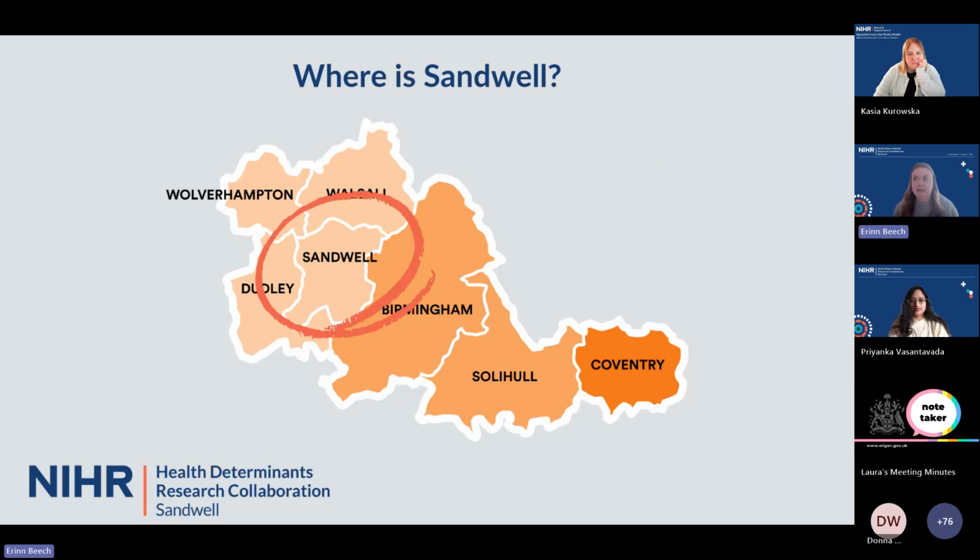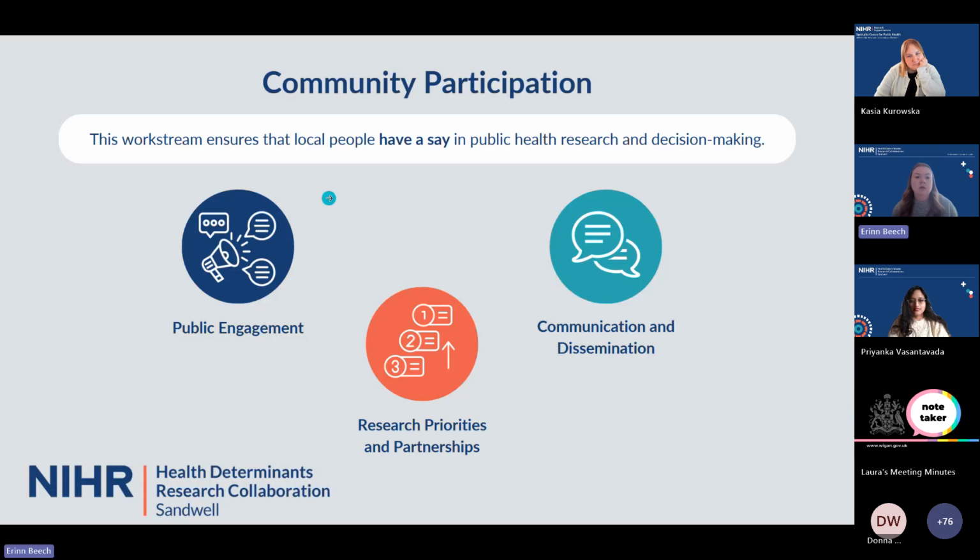It's the 19th most deprived local authority. So there are a lot of different needs and different communities in the area that we have to target and ensure that we're working with. In terms of community participation, this is where the SPACE plan falls. This is what I lead on.